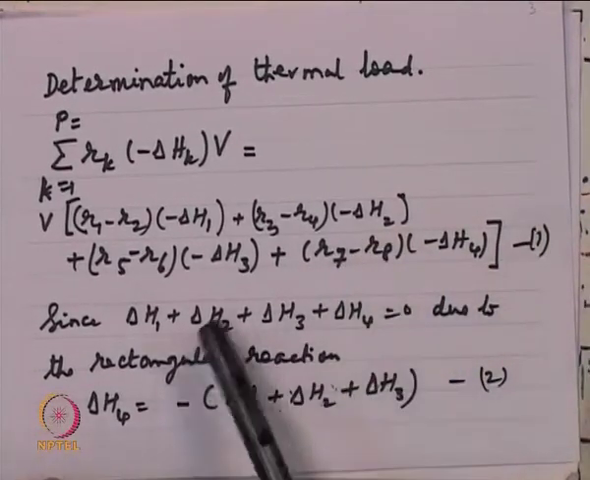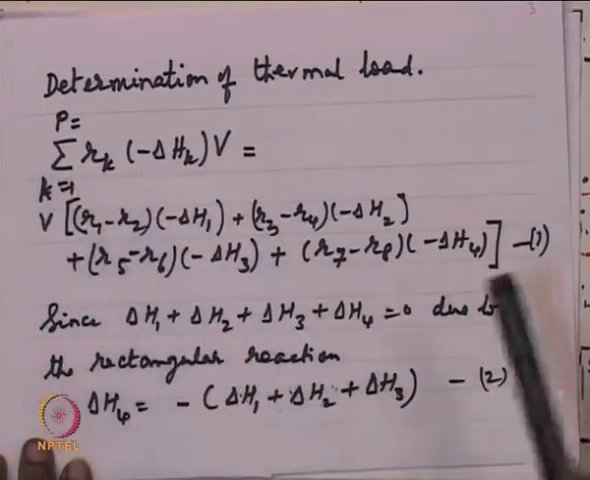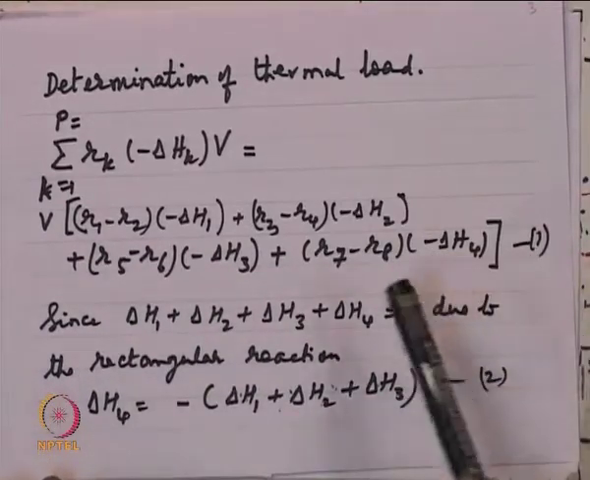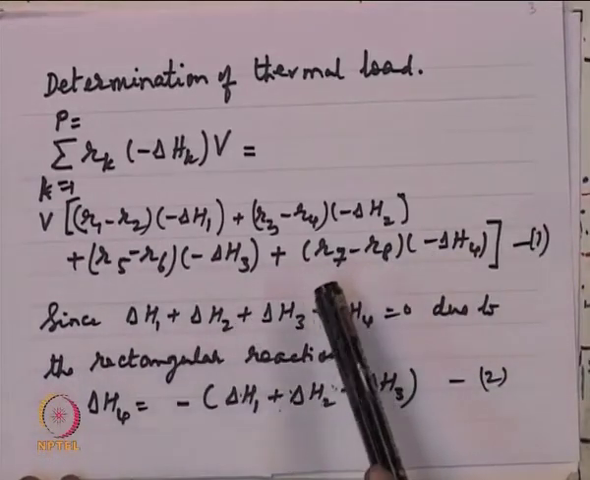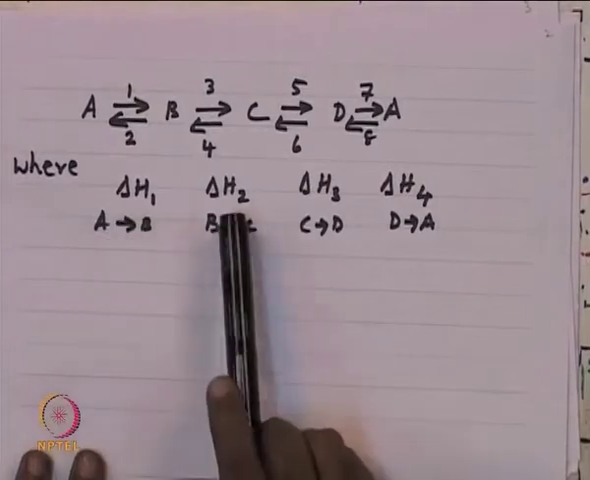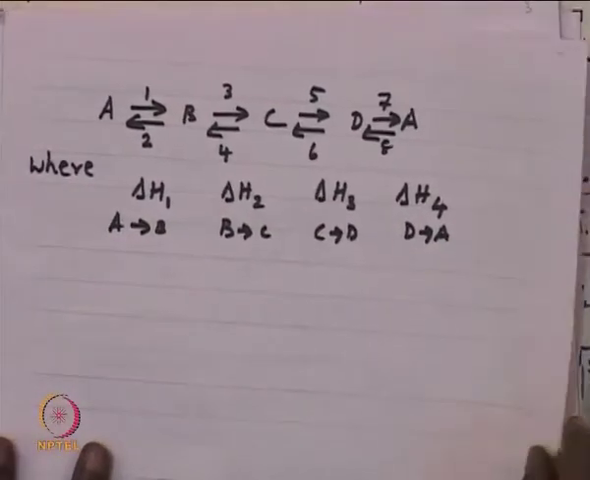Now, let us look at this representation of sigma R_K delta H_K V given on the right hand side, equation 1. We notice that because it is a rectangular reaction, as we have said here, delta H1 plus delta H2 plus delta H3 plus delta H4 must equal 0. That comes from our basic understanding of thermodynamics.